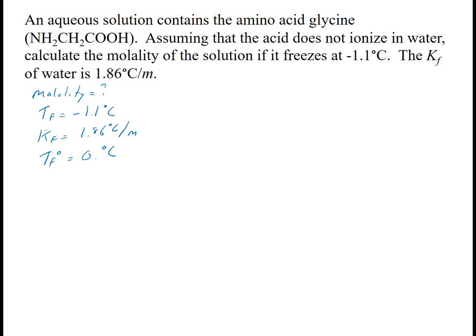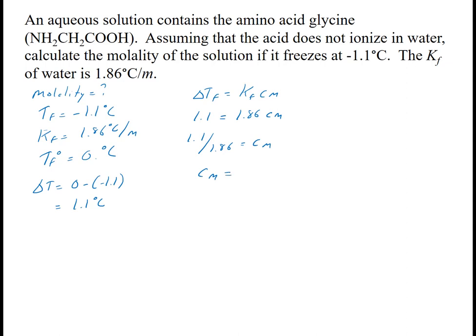Okay? So my delta TF is 0 minus a negative 1.1. So delta T always has to be a positive number, so it's 1.1 degrees C. The formula is that delta TF is KF times Cm. So I have 1.1 is equal to 1.86 times Cm. So 1.1 divided by 1.86 is Cm. And so Cm, or the concentration in molality, is 0.591. Okay? So I'm going to stop this video here. I've got one more problem to do, but that will be in the next video.